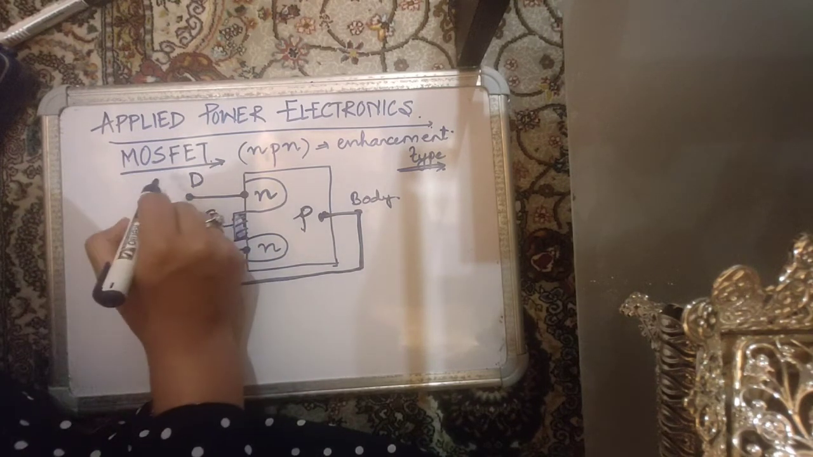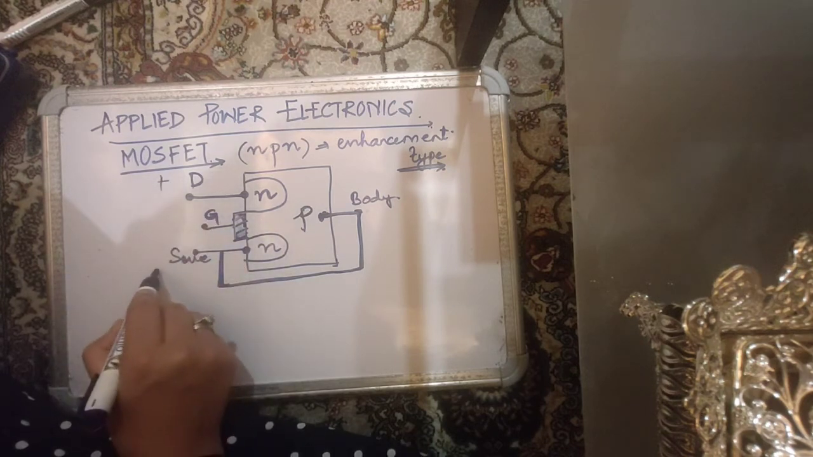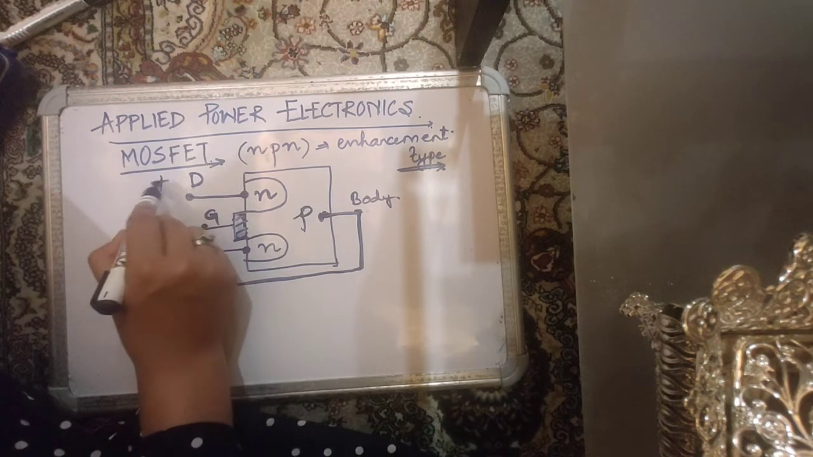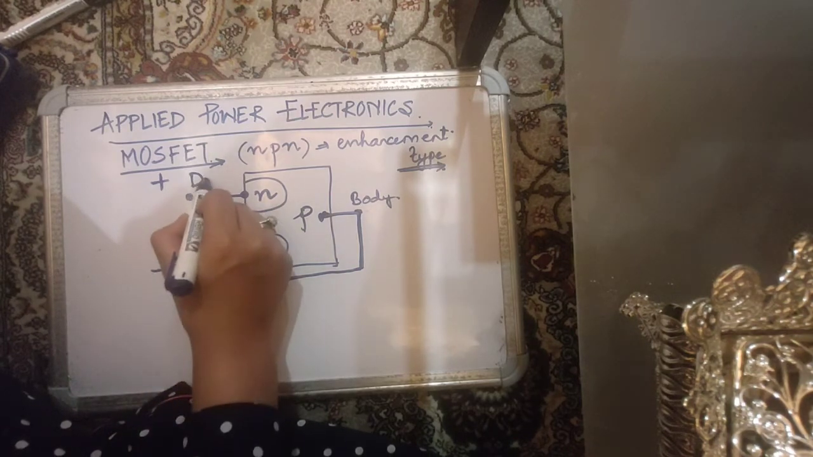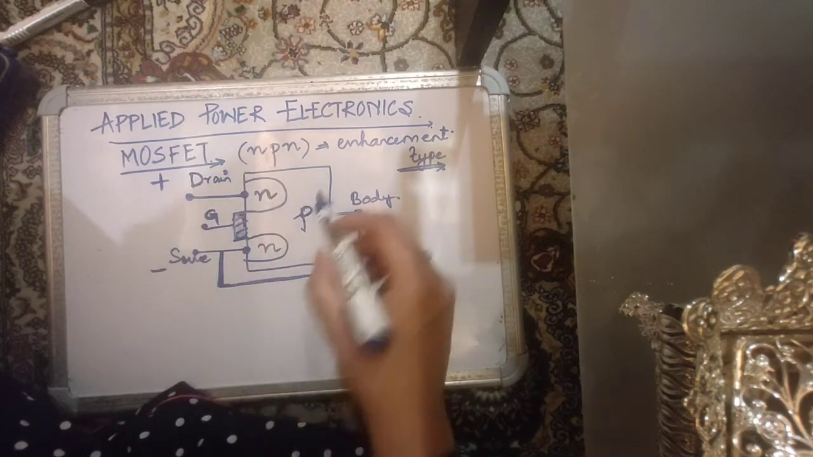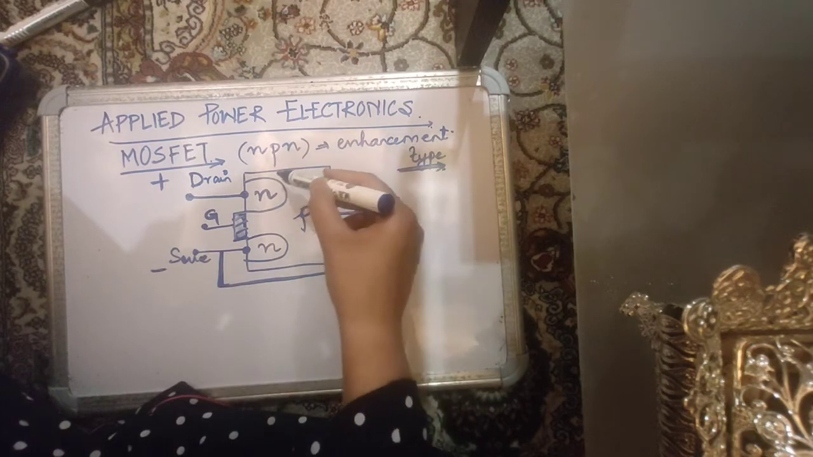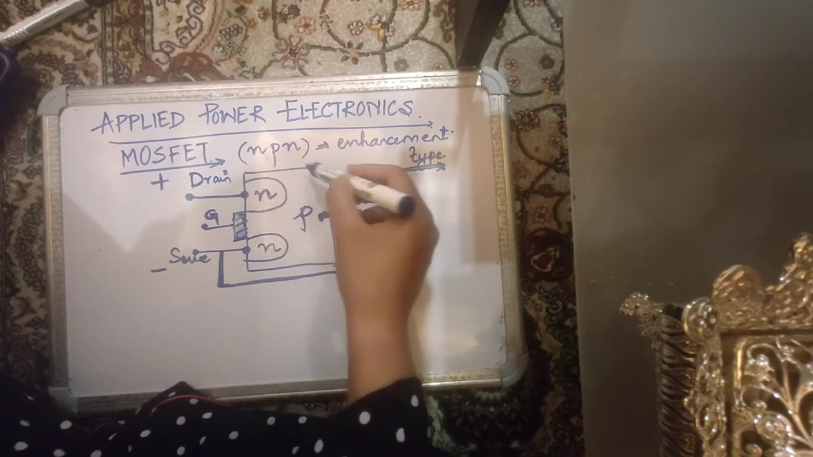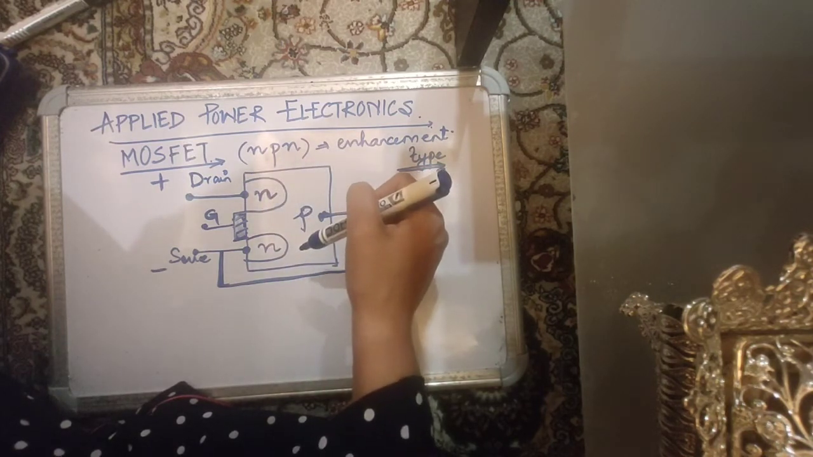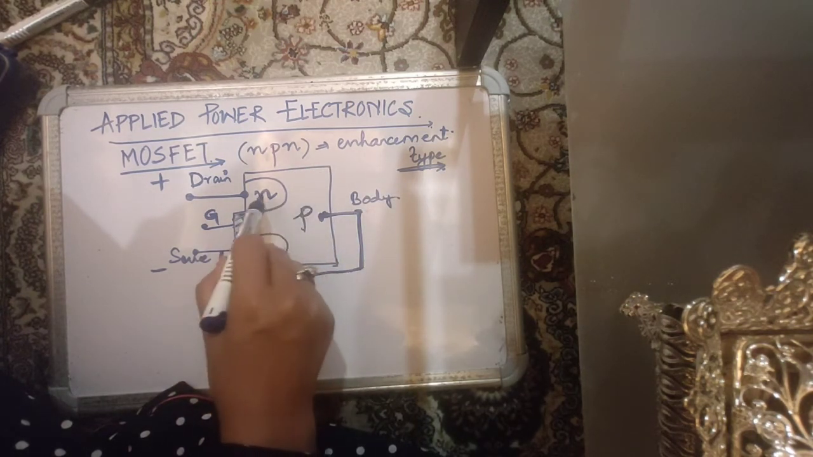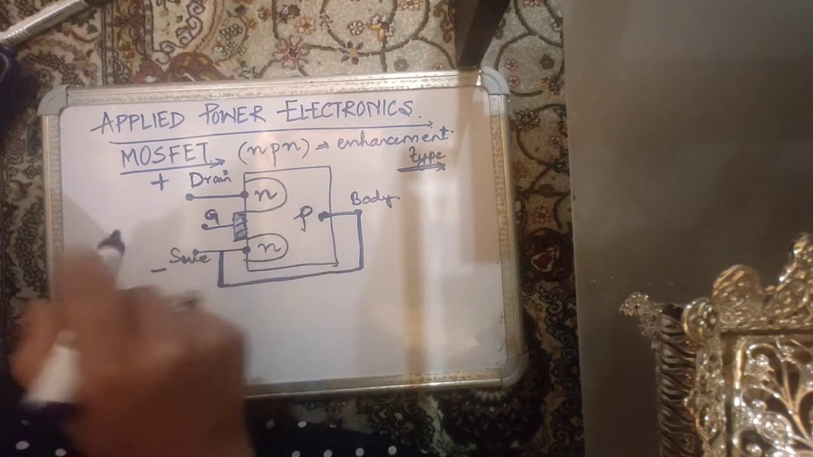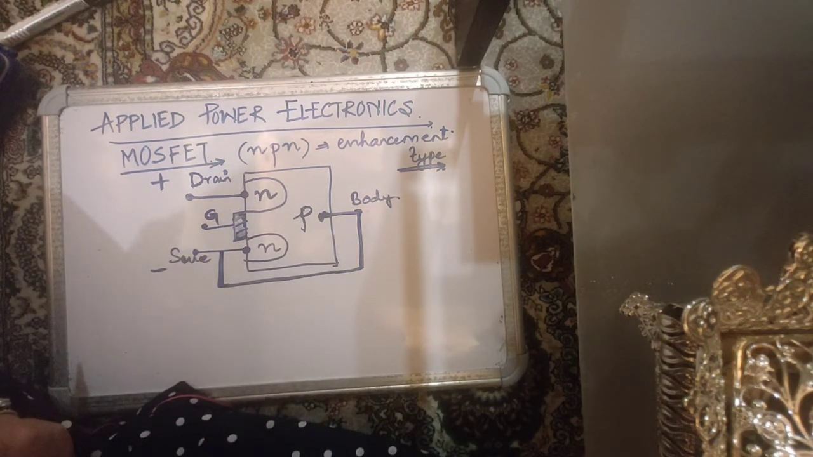Now when we give some positive potential to a MOSFET, positive potential of the drain with respect to the source, at that time it looks like no flow of current can take place, because essentially if you see, this PN junction is reverse biased, so it is not going to allow any flow of current.